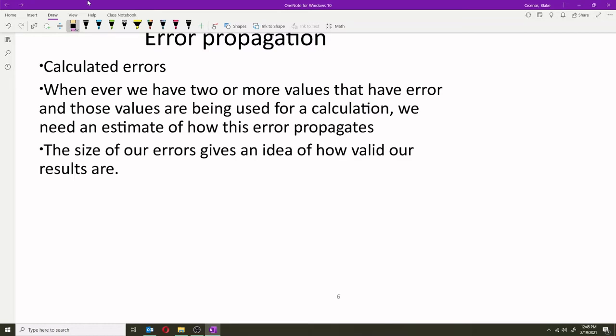All right, error propagation. Whenever we have two or more values that have error and those values are being used for calculations, we need an estimate of how this error propagates.